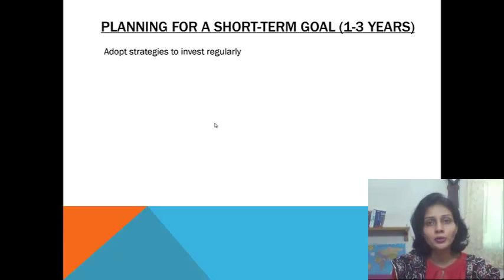That is, what are you going to spend in the next year, the year after? It could be a domestic holiday, an international holiday. It could be making some purchases. It could be giving a big gift to your wife or to your husband, whatever the case may be. But before talking about short-term goals or your immediate needs, before saving for them, you have to adopt a very intelligent strategy in which you will be able to invest regularly.